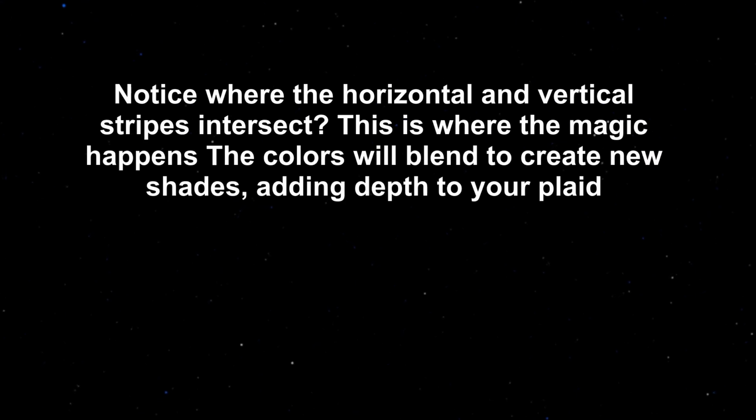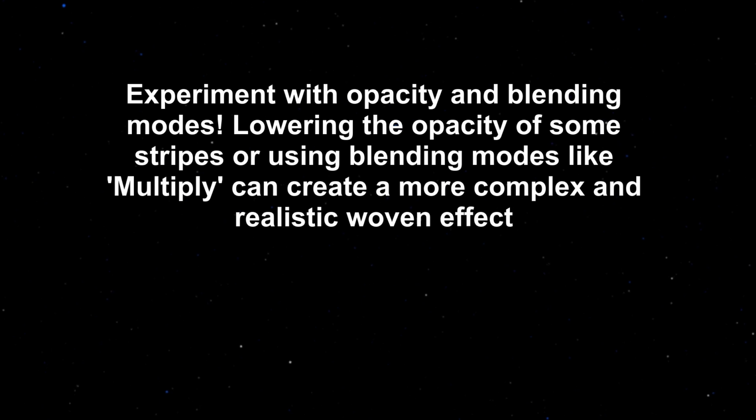Notice where the horizontal and vertical stripes intersect. This is where the magic happens. The colors will blend to create new shades, adding depth to your plaid. Experiment with opacity and blending modes. Lowering the opacity of some stripes or using blending modes like multiply can create a more complex and realistic woven effect. Prefer a more tactile approach?